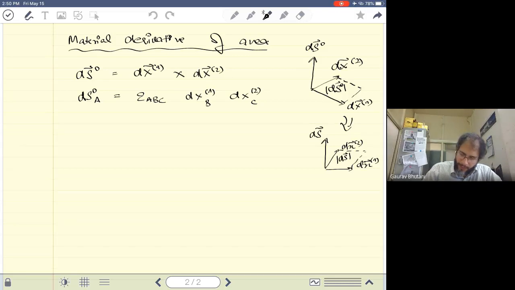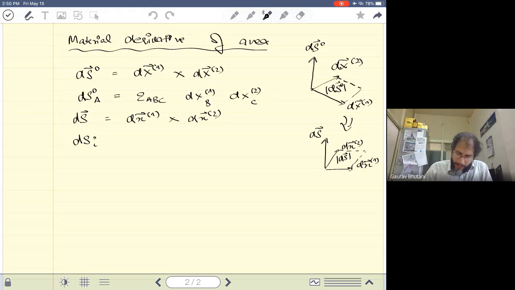So now we can write our ds vector as the cross product between d small x1 and d small x2, which in index notation can be written as dsi is epsilon ijk d small x1j and d small x2k. Okay, that's a cross product between d small x1 and d small x2 vectors.